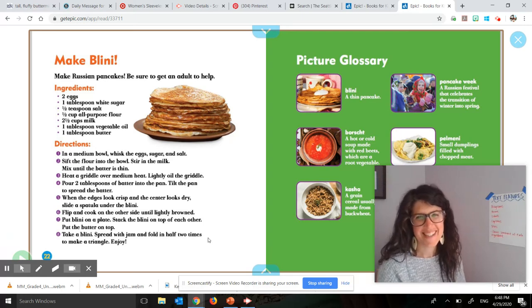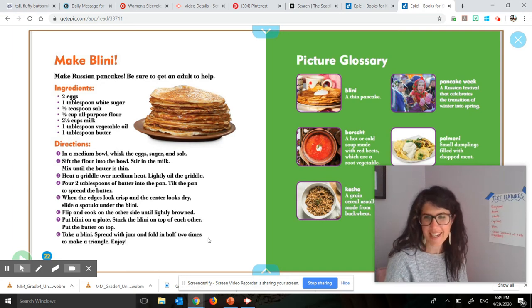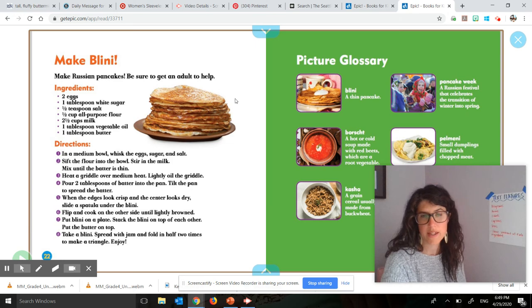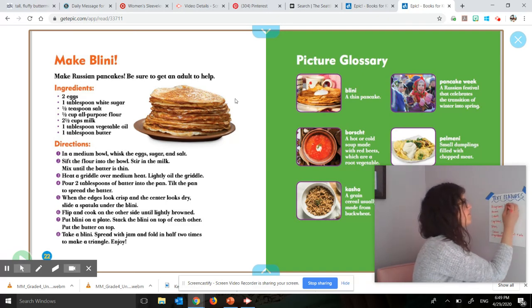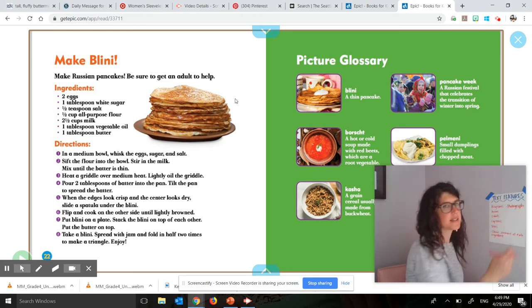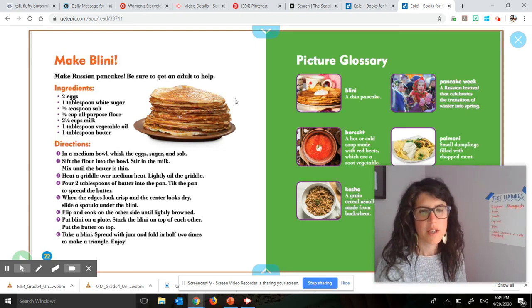All right. So I was thinking about it also. And if you're like me, you're thinking something that makes this recipe easy to follow is, first of all, the picture. I like that there's a picture because it shows me what the bellini should look like when it's done, once I've cooked it. So I'm going to add picture or photograph to the text features I notice. That makes it easy to follow.